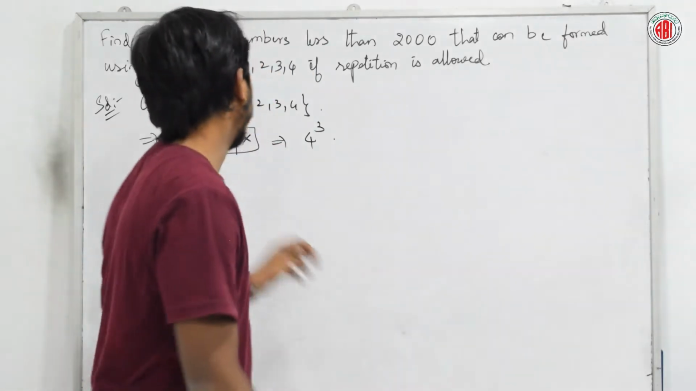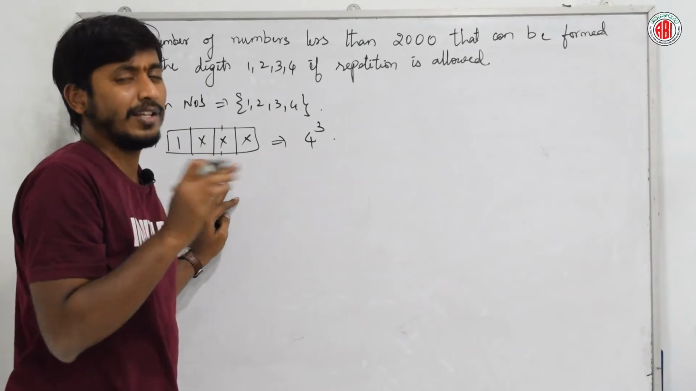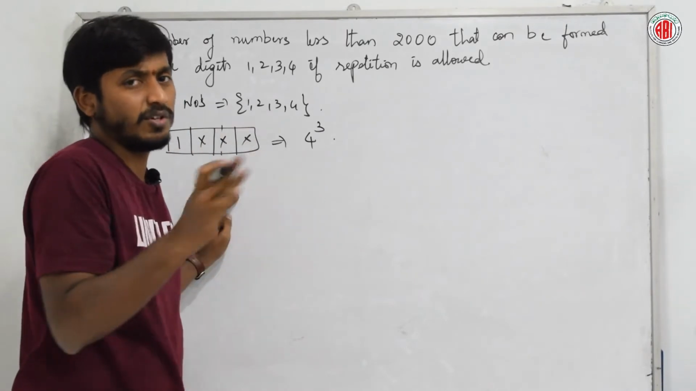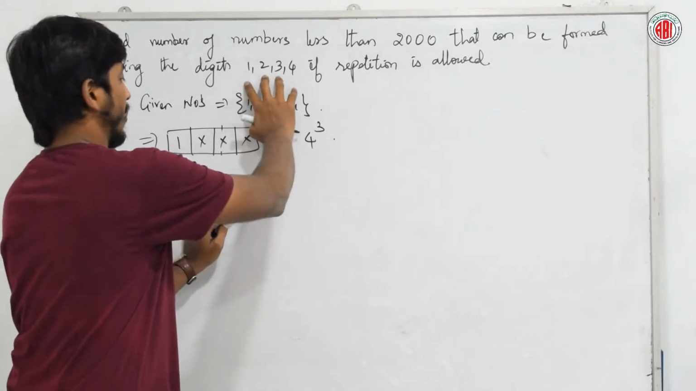Once again see here. Less than 2000. So the first place can be 1. That is something related to 1000 to 2000. Obviously, I have 3 positions. I have 4 numbers.